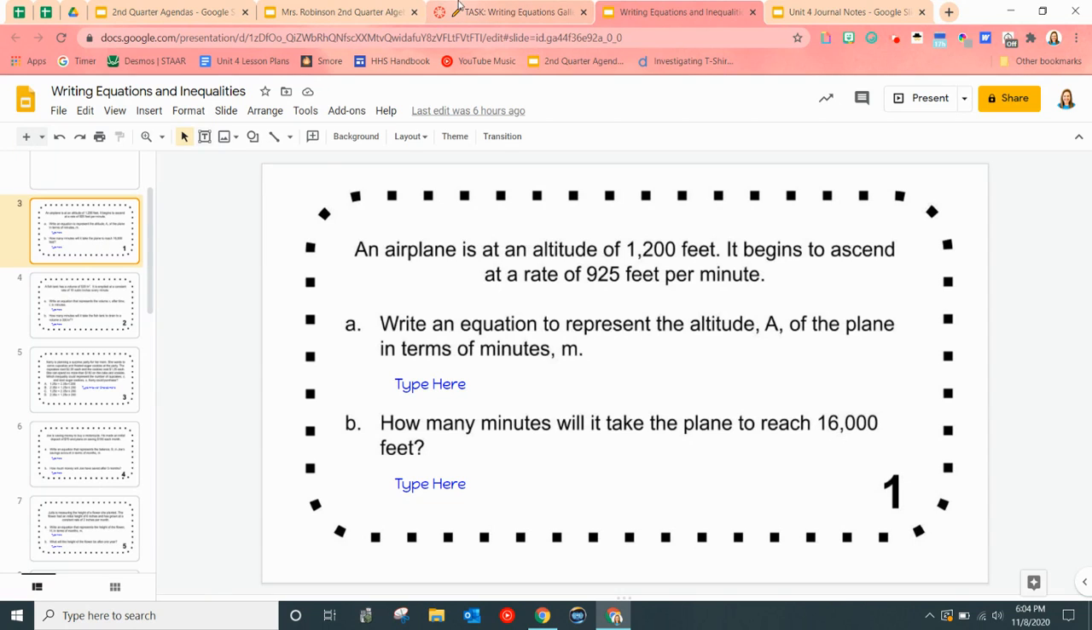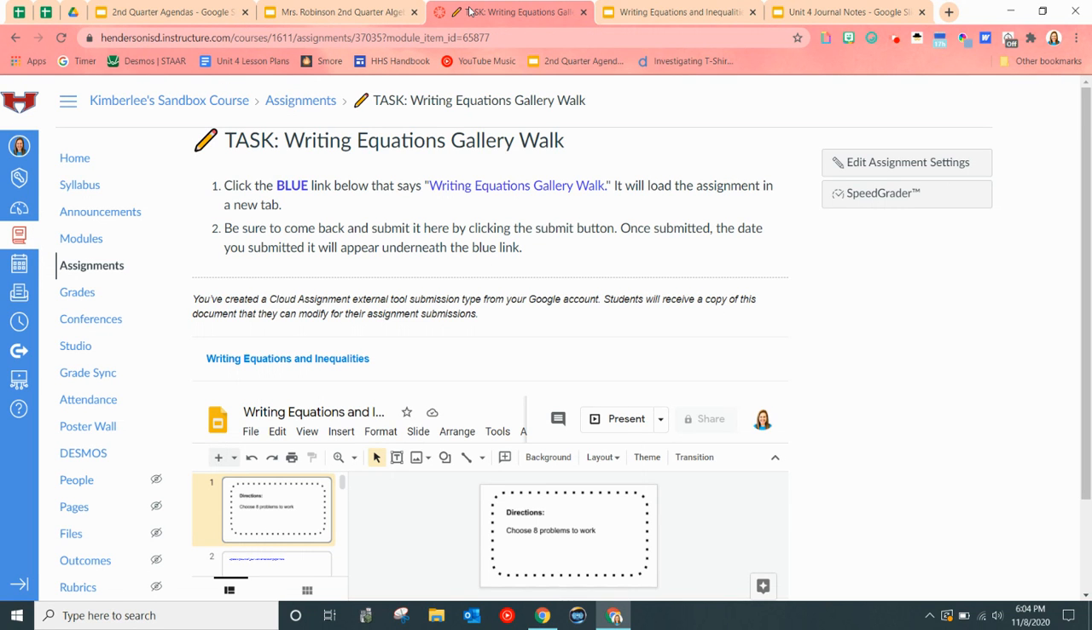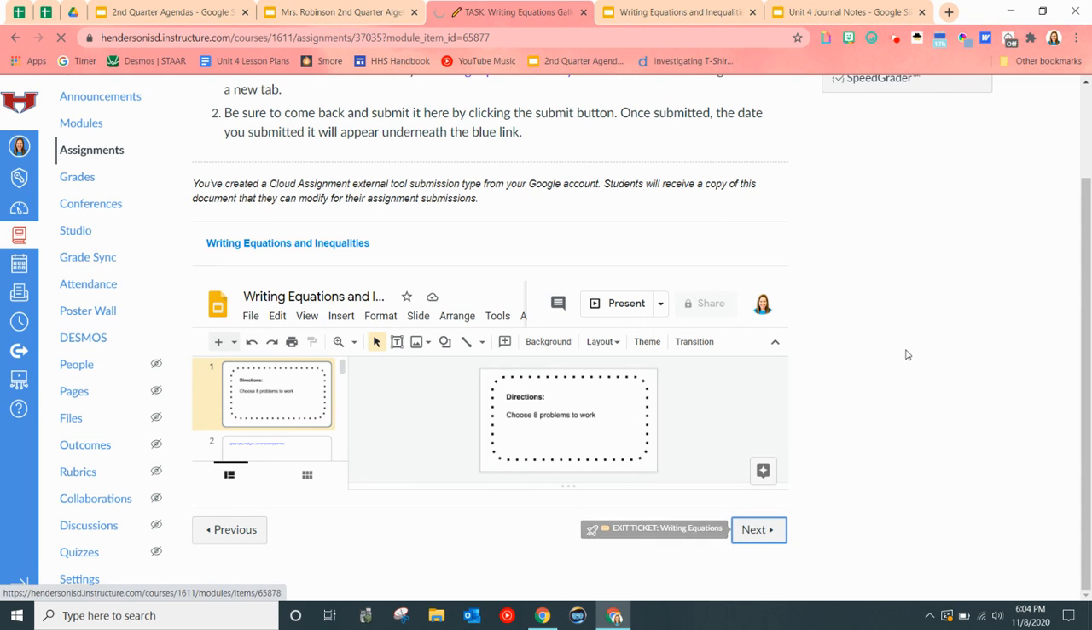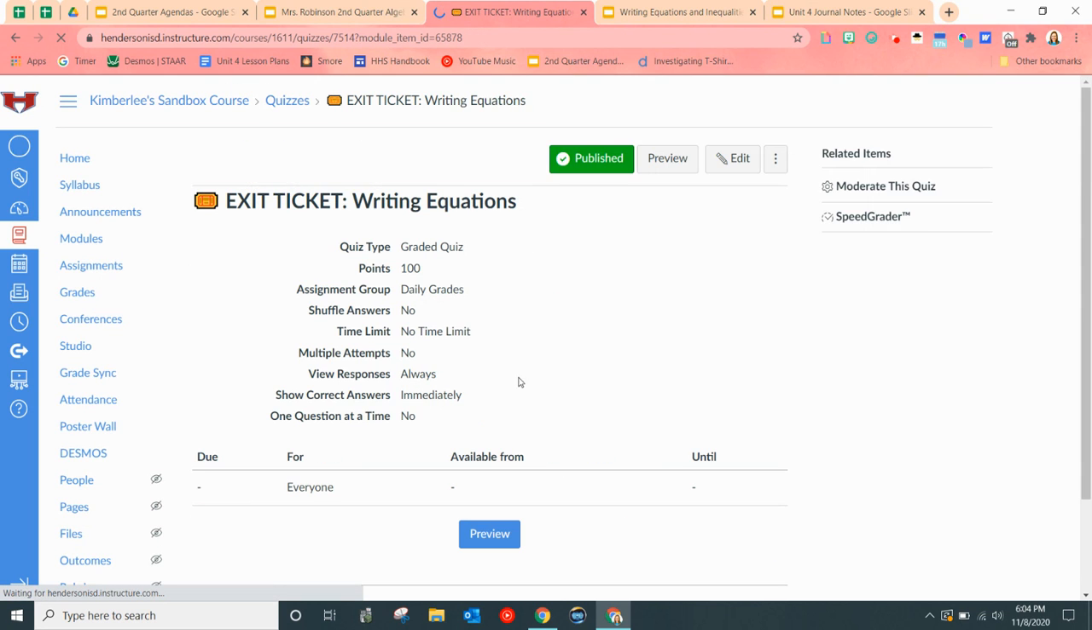So that's what I need you to do today. Remember, just pick 8 of them. You don't have to work all of them. You do have an exit ticket in Canvas as well. It's on the modules page, the very last thing. And remember, you have 2 attempts, so if you don't score well the first time, make sure that you reattempt it.